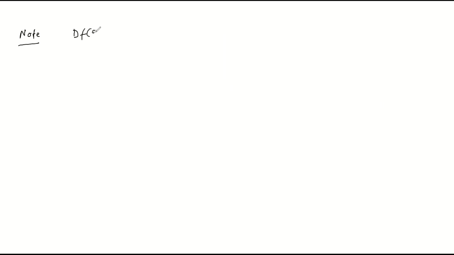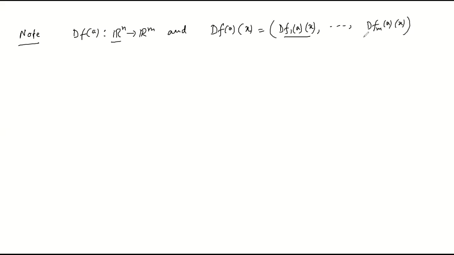Okay, so this is the derivative, and note that dfa is linear from Rn to Rm, and theorem 3 says that it is defined by dfa acting on x, where x belongs to Rn, equal to df1 of a acting on x, and so on up to dfm of a acting on x. And each of these is a real, because the derivative of the function fi at a is linear from Rn into R.